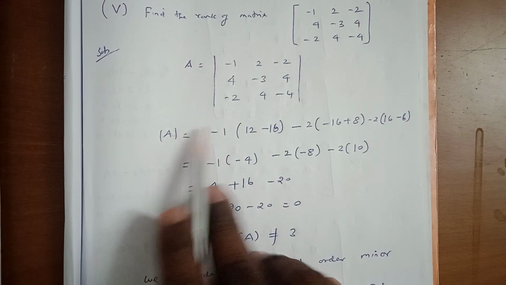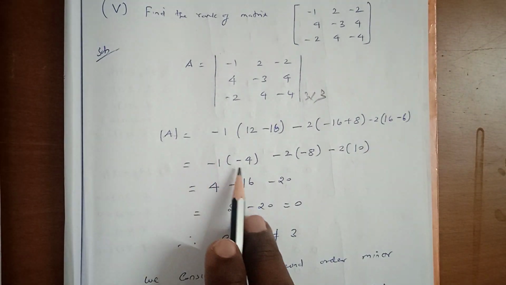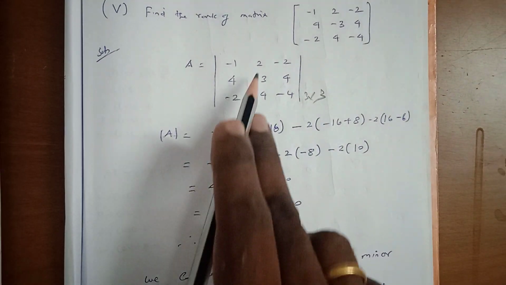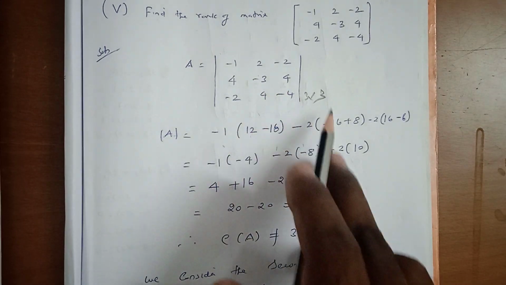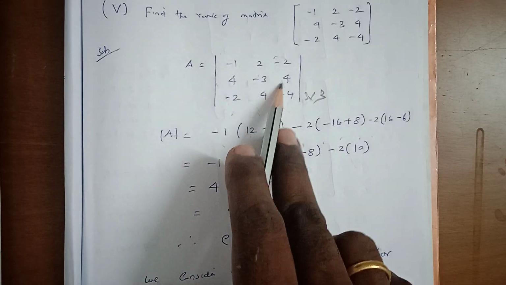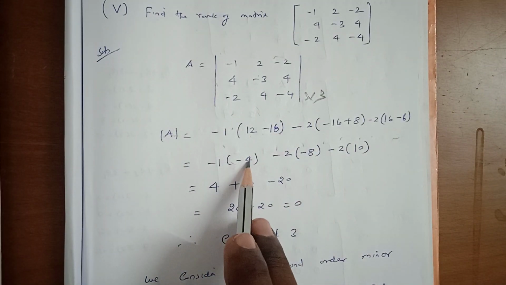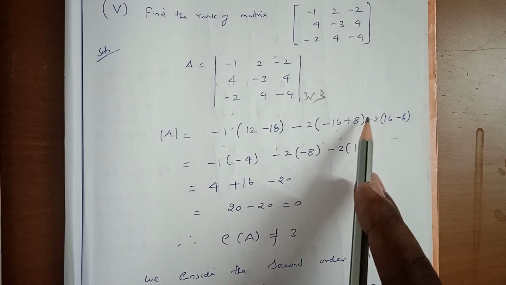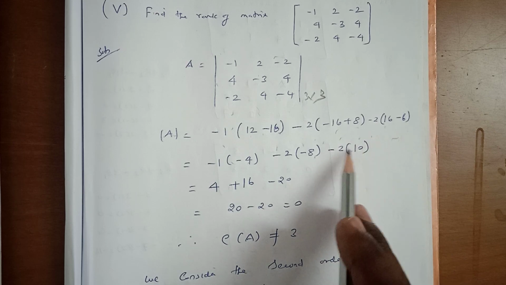First we have to compute the determinant. This is the 3 by 3 matrix. So consider the determinant: minus 1 into (12 minus 16), minus 2 into (minus 16 plus 8), and minus 2 into (16 minus 6). So minus 1 into 12 minus 16 is minus 4, minus 2 into minus 6 plus 8 is minus 8, minus 2 into 16 minus 6 is 10.